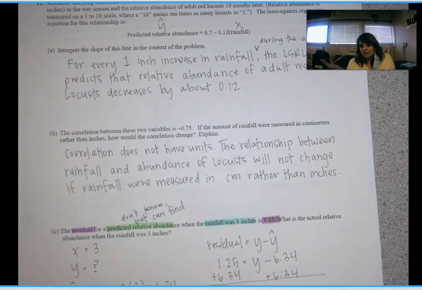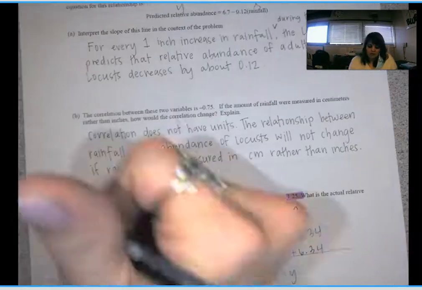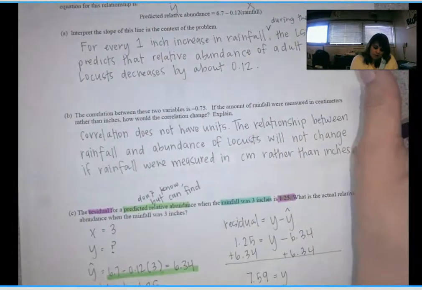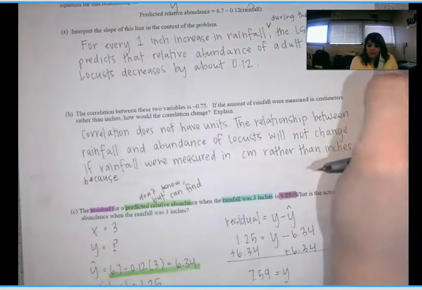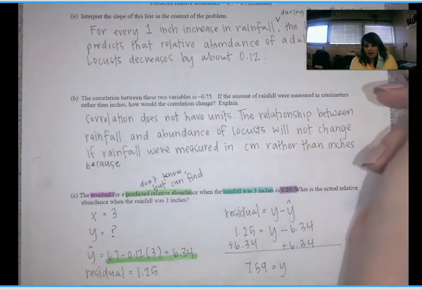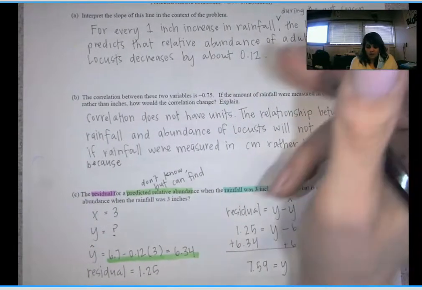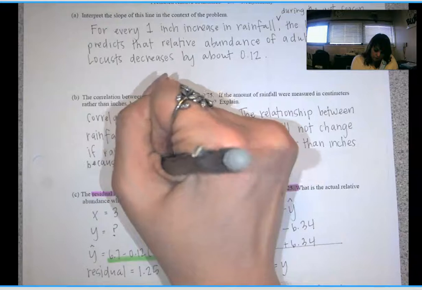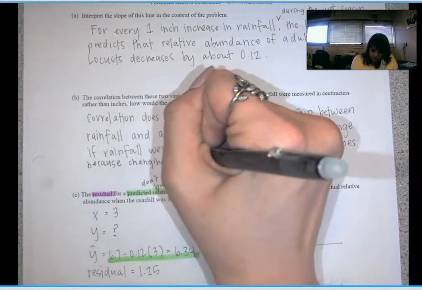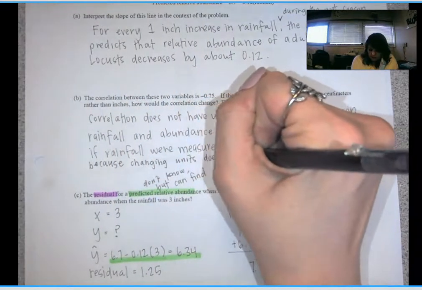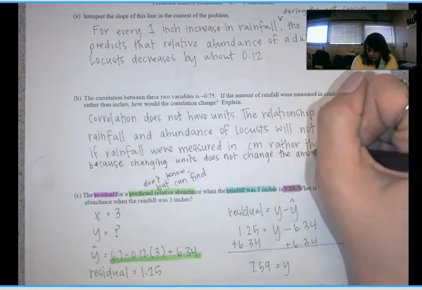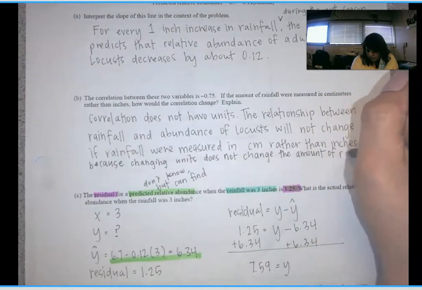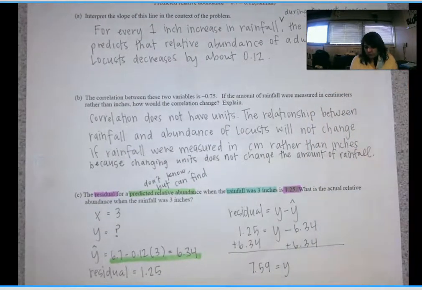And you could say because it's the same amount of rainfall. Changing the units does not change the amount of rainfall. Maybe I'll say that. Because, and notice, because this is a formal response, I'm not writing B/C. I'm actually writing the word because. Because changing units does not change the amount of rainfall.